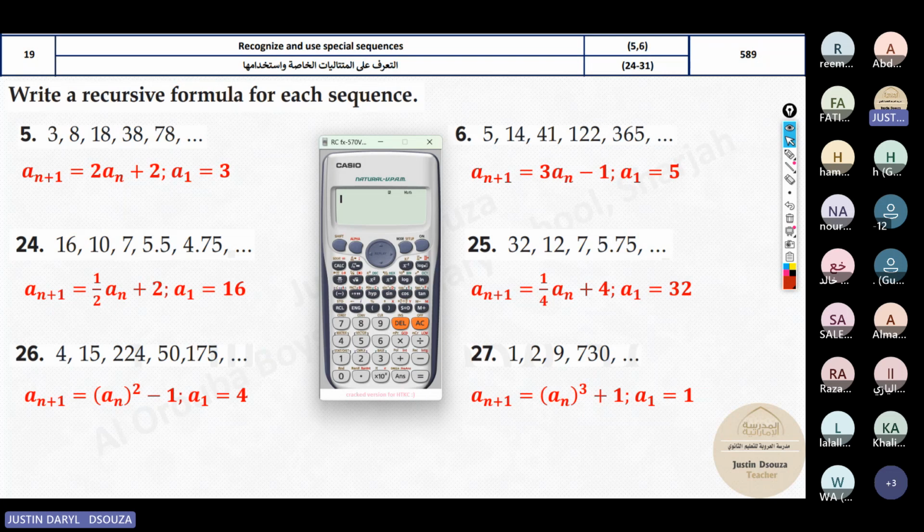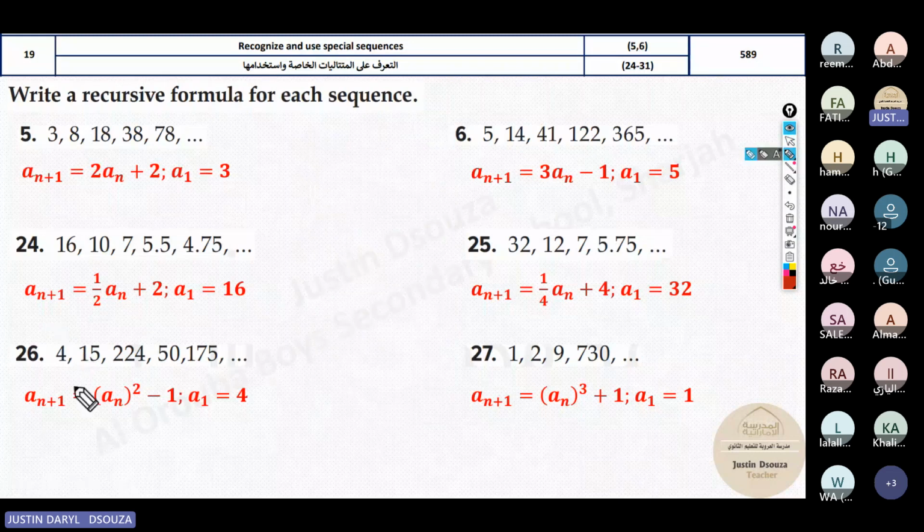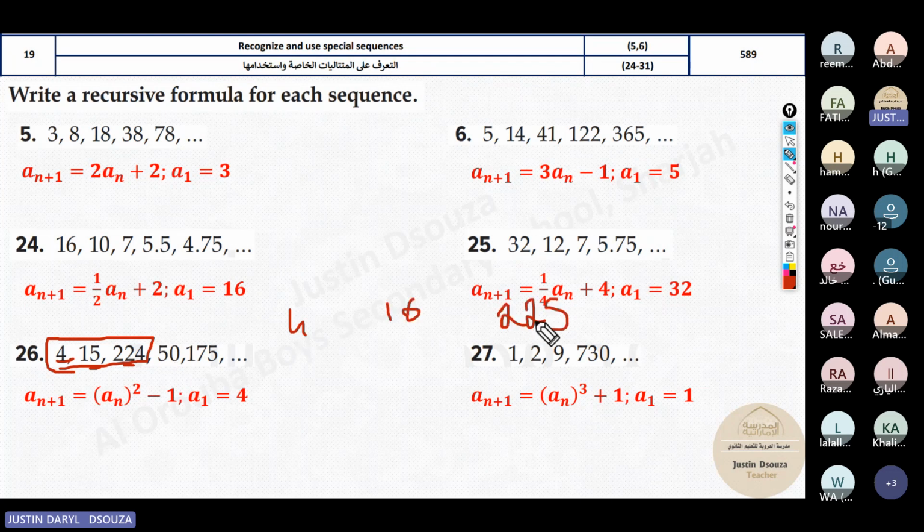So that's the thing. Otherwise, you need to just subtract or add, or you need to find the pattern. Here, if you know about squares, looking at the first 3, you can recognize there is a pattern. It's very close to perfect squares. 4 is a perfect square. 15 is very close to 16, 225. So there's something common, right? They're all very close to perfect squares.